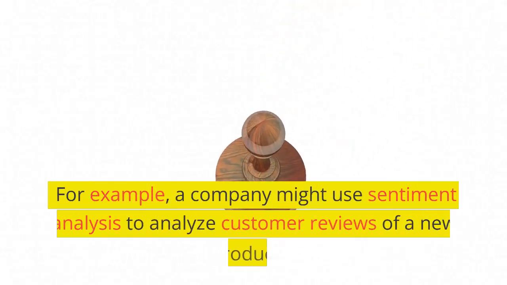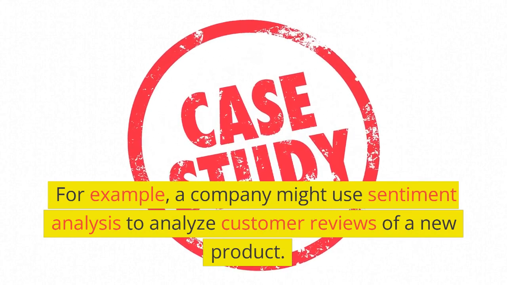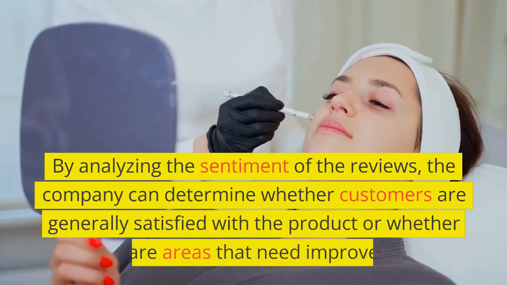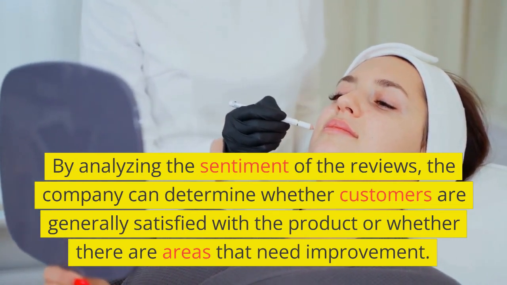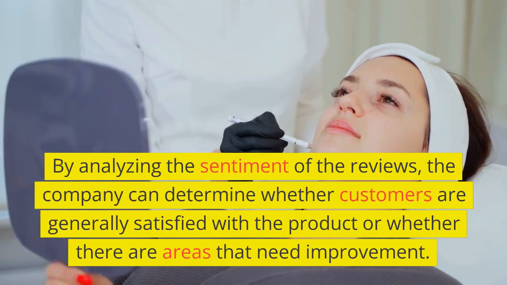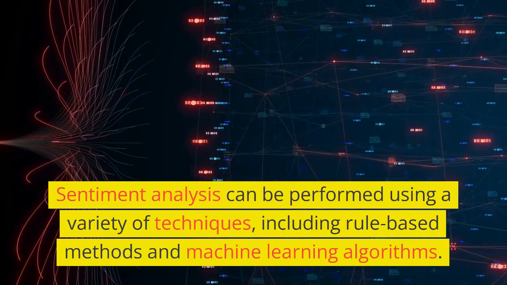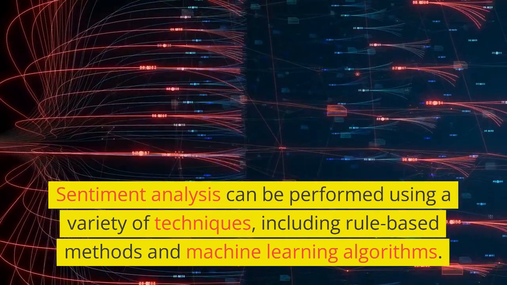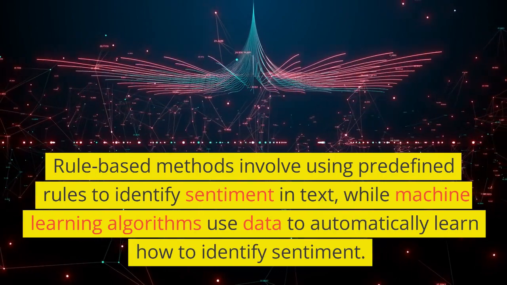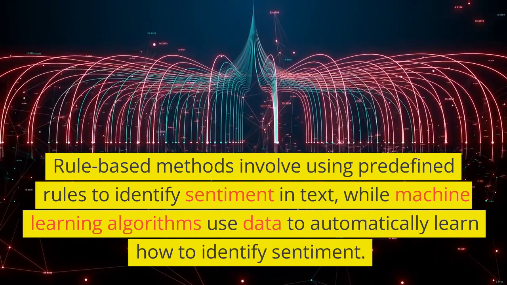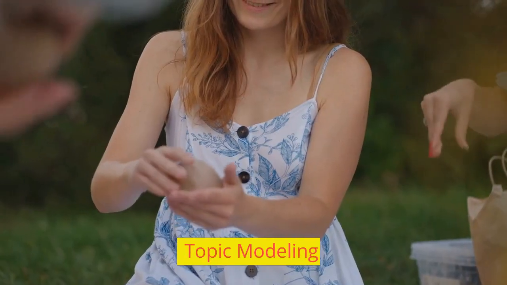For example, a company might use sentiment analysis to analyze customer reviews of a new product. By analyzing the sentiment of the reviews, the company can determine whether customers are generally satisfied with the product or whether there are areas that need improvement. Sentiment analysis can be performed using a variety of techniques, including rule-based methods and machine learning algorithms. Rule-based methods involve using predefined rules to identify sentiment in text, while machine learning algorithms use data to automatically learn how to identify sentiment.